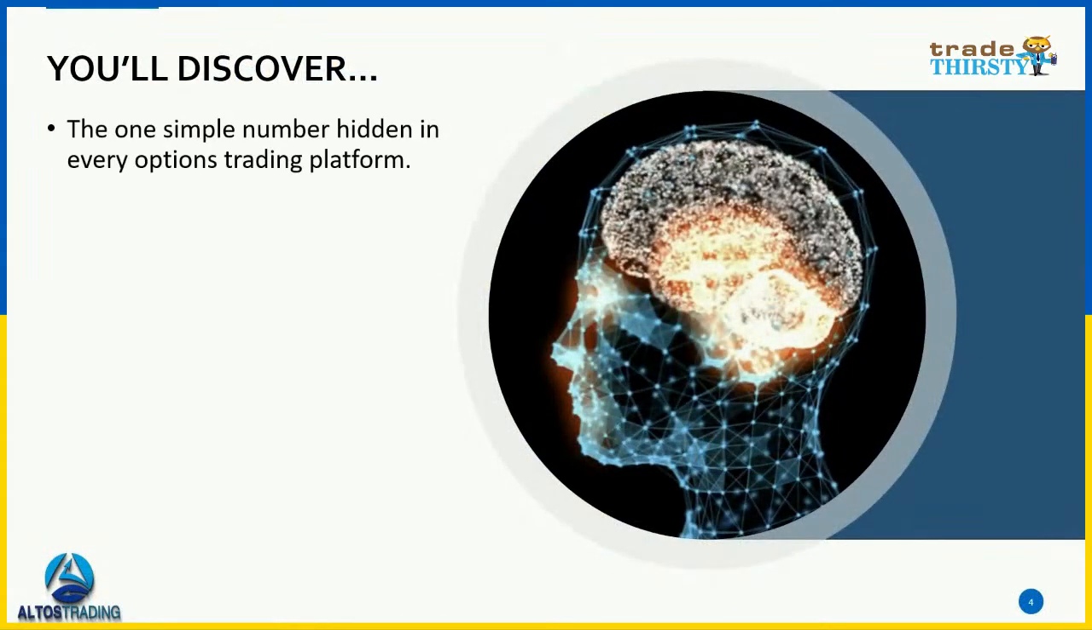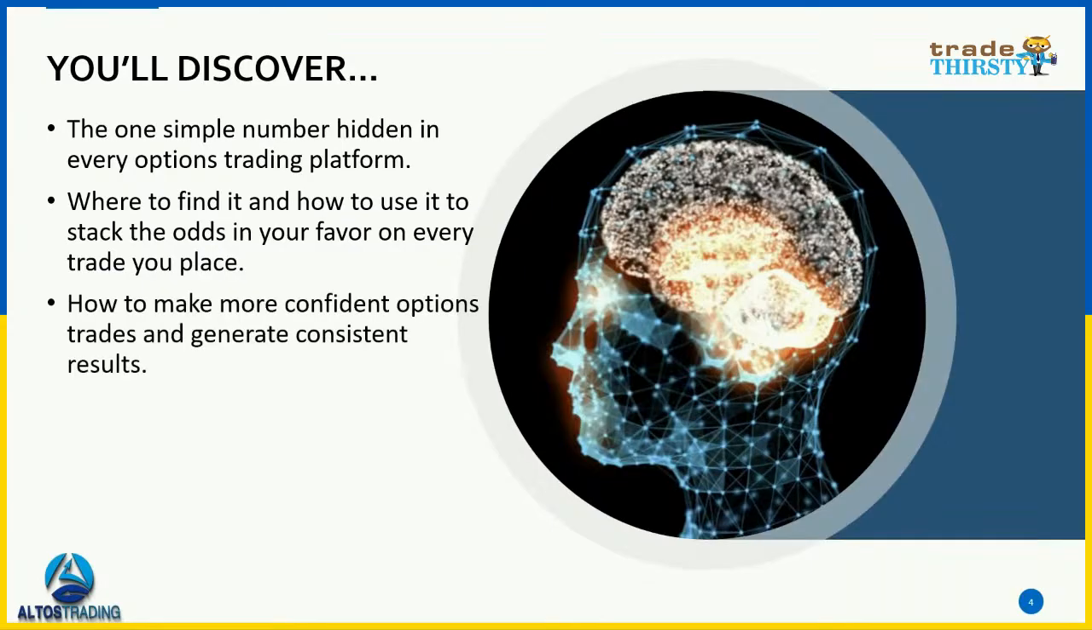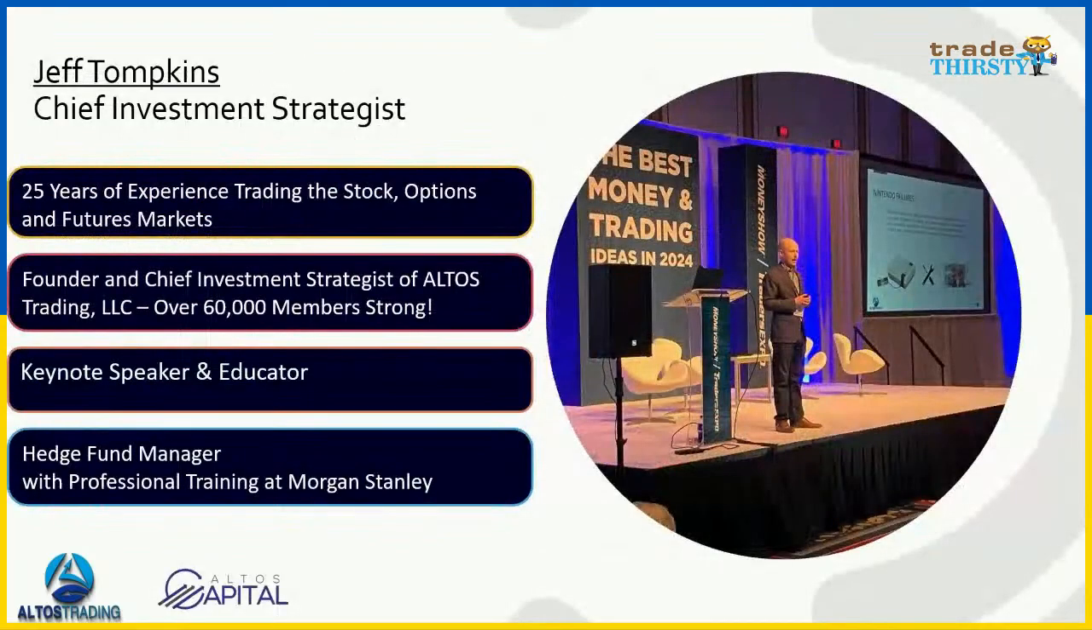You're going to discover the one simple number hidden in every options trading platform, where to find it, how to use it to stack the odds in your favor on every trade that you place, how to make more confident options trades and generate consistent results, and how to uncover short-term high probability options trades that target 50 to 100% returns in under 2 weeks. So we're going to be looking at some short duration option strategies. And I think you're going to be really impressed with some of the results that we can potentially achieve with these. I'll just give you a brief background on myself before we get any further.